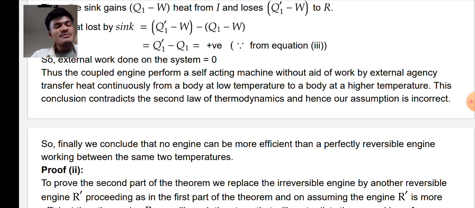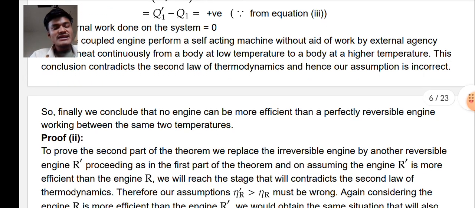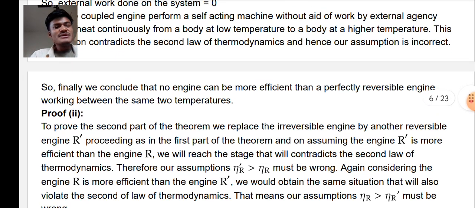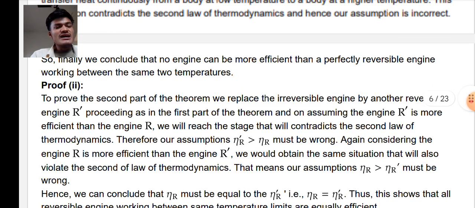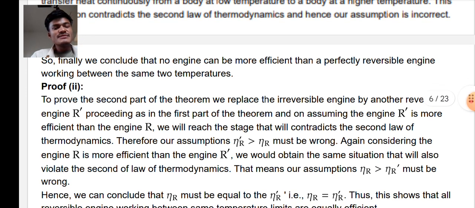Thus the coupled engine performs as a self-acting machine without the aid of work by an external agency, transferring heat continuously from a body at low temperature to a body at higher temperature. This conclusion contradicts the second law of thermodynamics, and hence our assumption is incorrect. So finally we conclude that no engine can be more efficient than a perfectly reversible engine working between the same two temperatures.